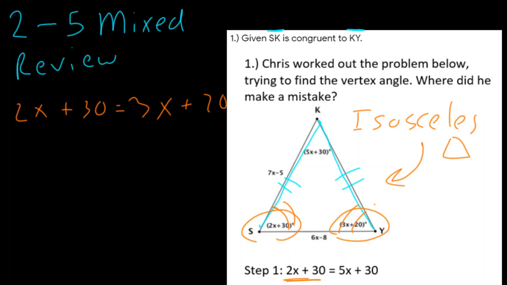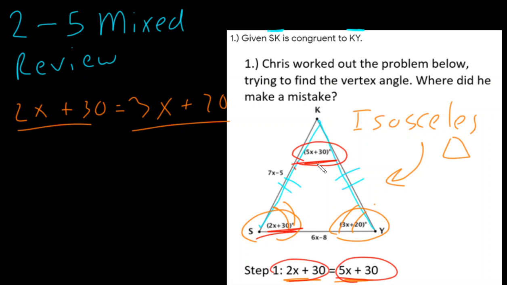Well, wait a second. Notice that for step 1, they don't do 2x plus 30 is equal to 3x plus 20. They do 2x plus 30 is equal to 5x plus 30, right here. This is what they use. Now, is this congruent to this? Is the base angle congruent to the vertex angle? And of course the answer is no. So the incorrect step here is step 1, or answer choice A. Step 1 is wrong. Alright, let's move on to example 2.